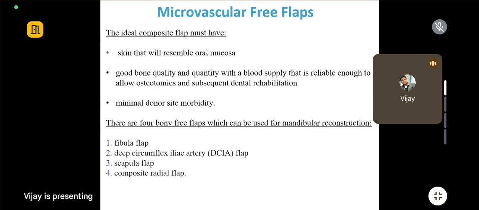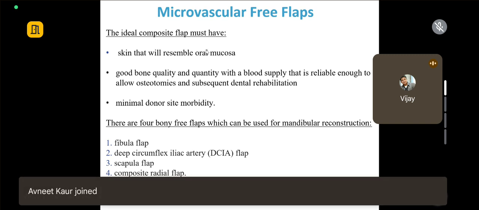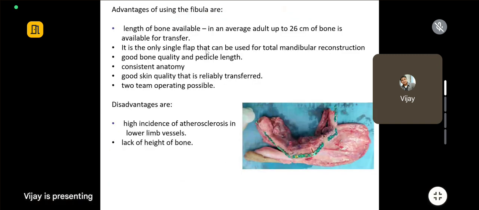Coming to microvascular free flaps, the ideal composite flap must have skin that will resemble oral mucosa, good bone quality and quantity with blood supply that is reliable enough to allow osteotomies and subsequent dental rehabilitation, and minimal donor site morbidity. The flaps that can be used for mandibular reconstruction include free fibula flap, deep circumflex iliac artery flap, scapula flap, and composite radial flap. Most commonly we use the free fibula flap for the reconstruction of the mandible.